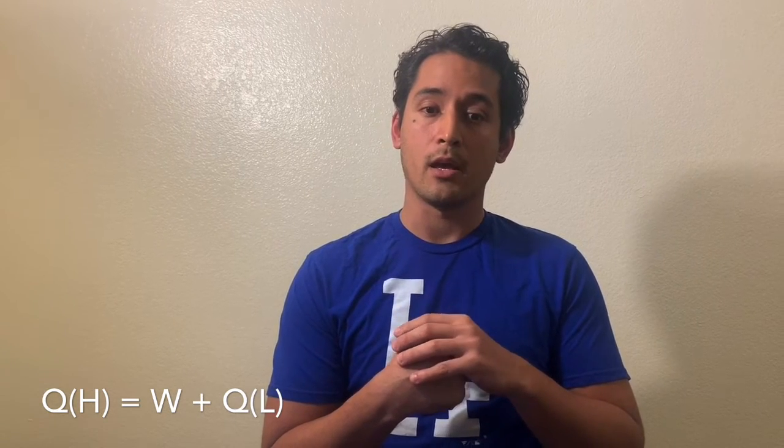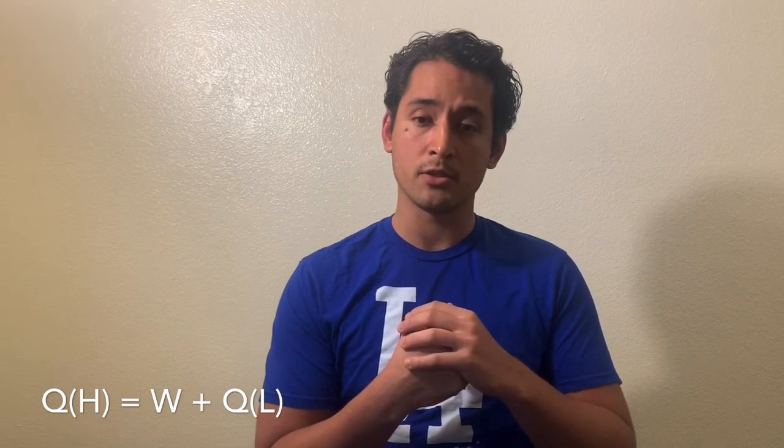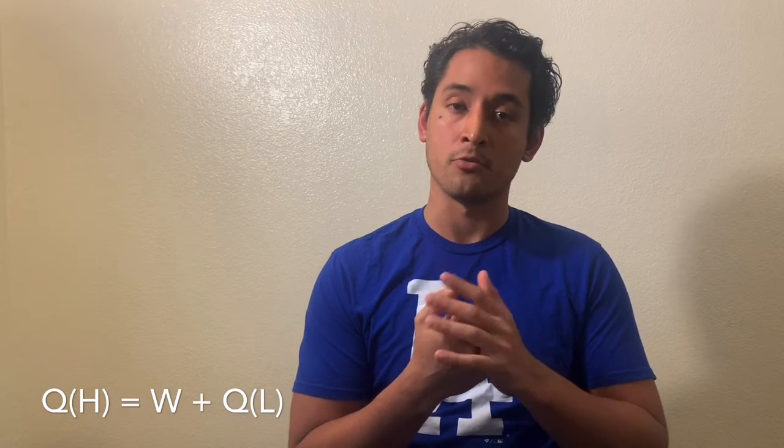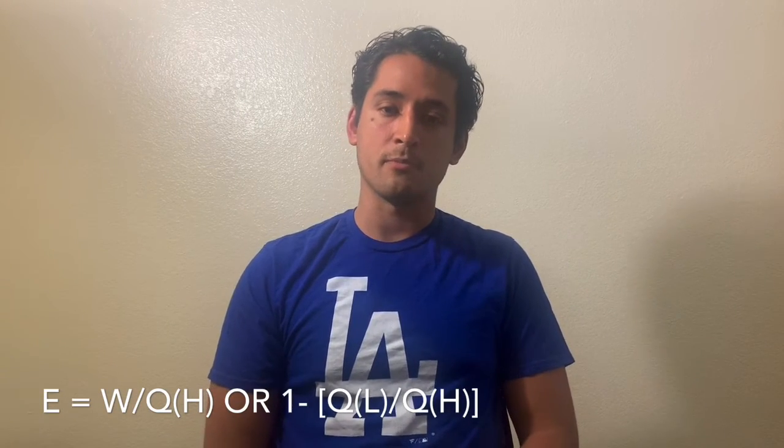Steam engines start with high temperature to low temperature. So the engine takes that high temperature and turns some of it into work, and some of that high temperature gets turned into exhaust. So our equation for our input temperature is QH is equal to W plus QL. QH, of course, is the input temperature. W is work, and QL is the exhaust.